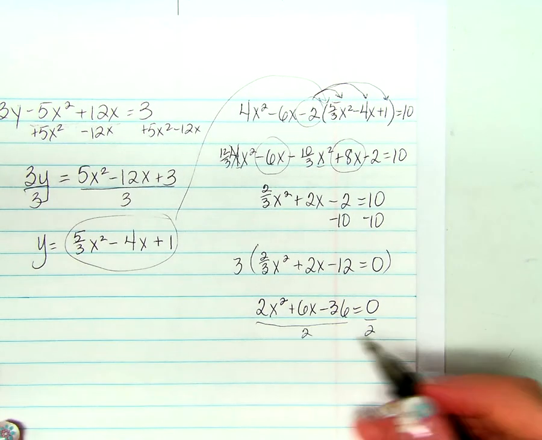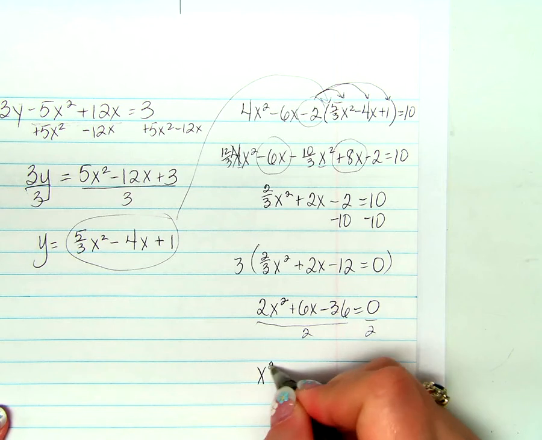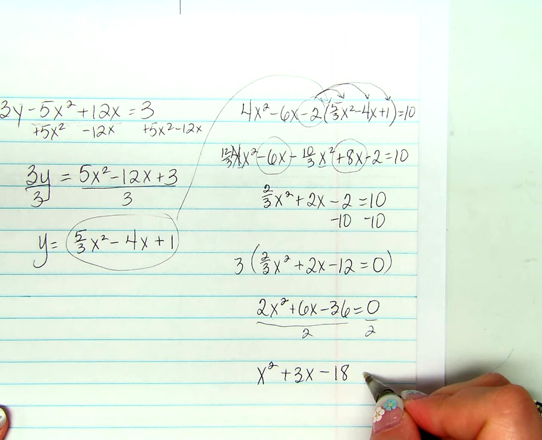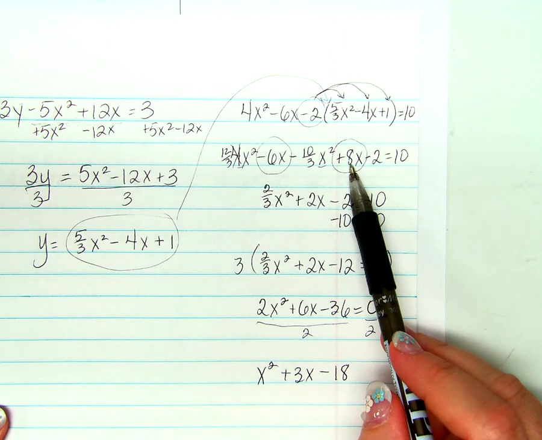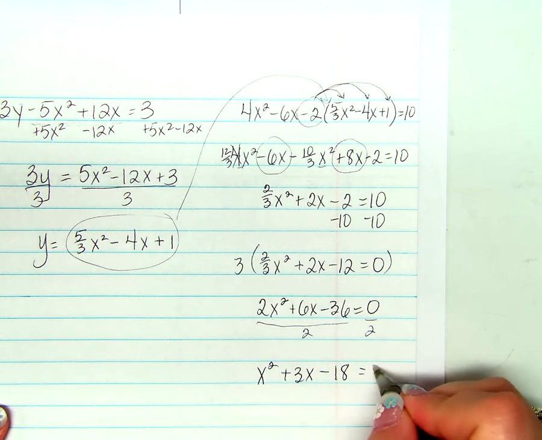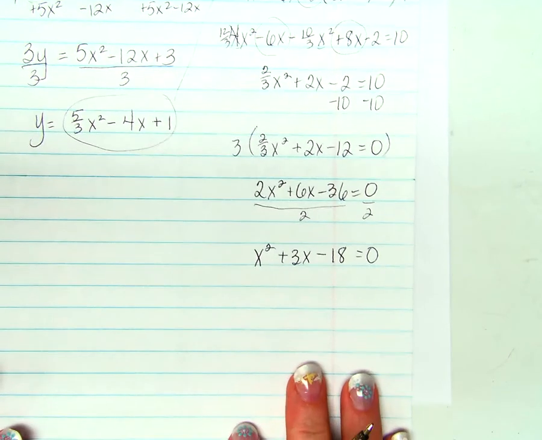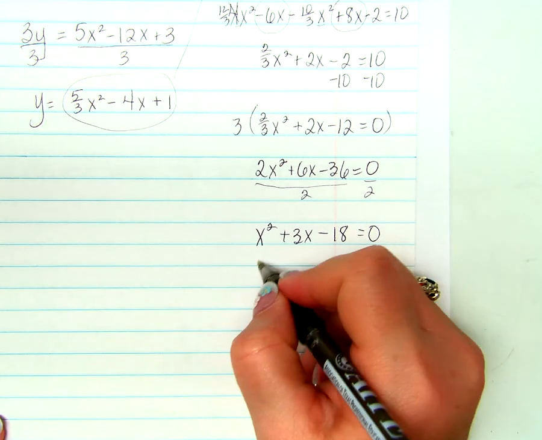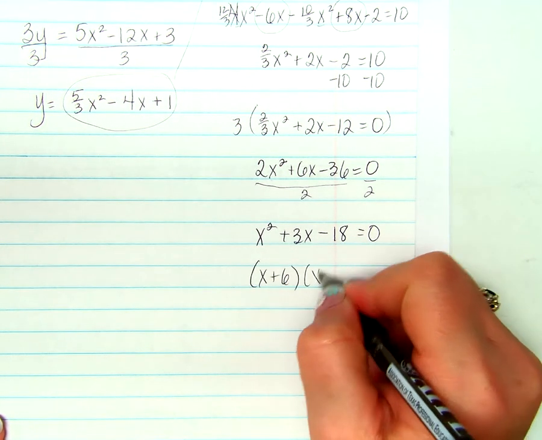When I divide everything by 2, what do I end up with? Because it was positive 8 and negative 6, which gives me positive 2, and then when I multiplied everything... No, that's okay. I did the same thing a minute ago. Is this something I can factor? So tell me, what two numbers multiply to be negative 18 and add to be positive 3? X plus 6, x minus 3.